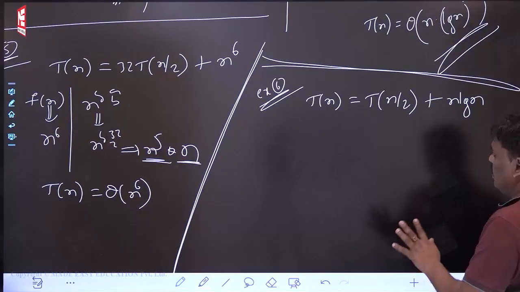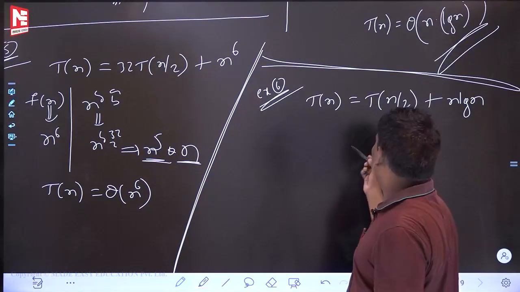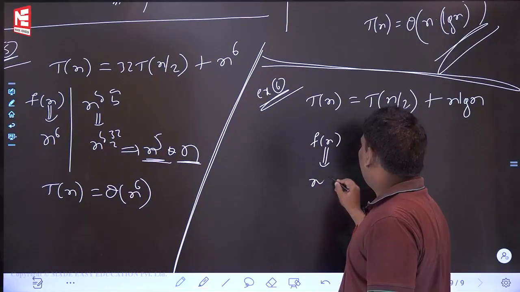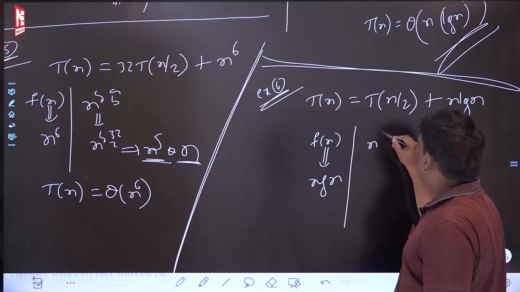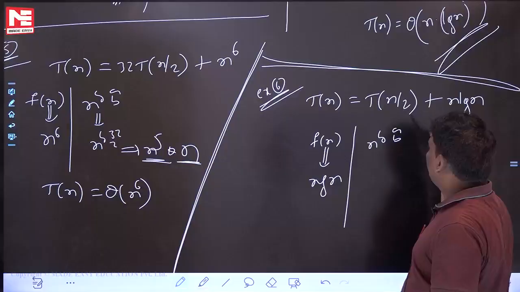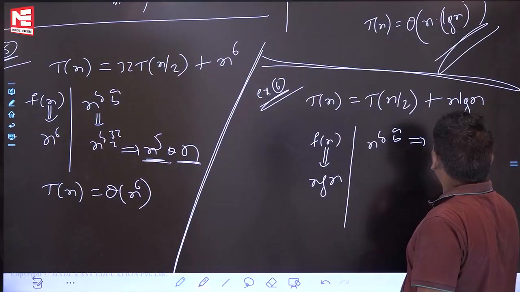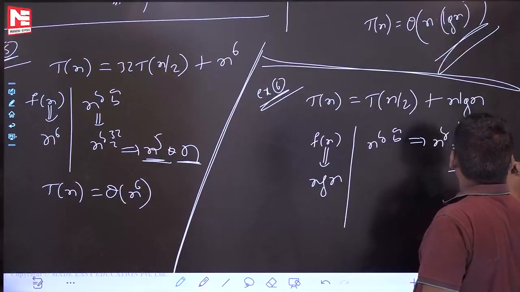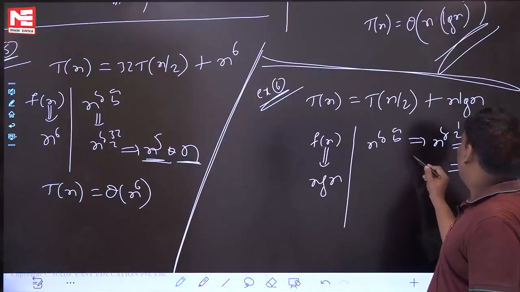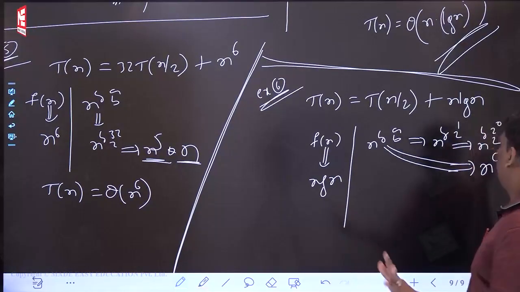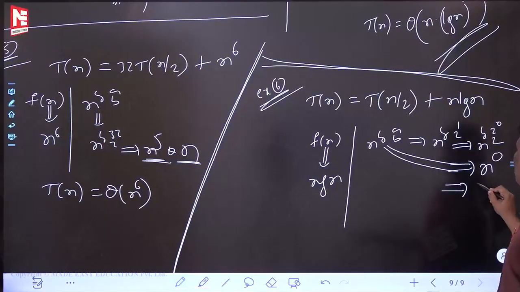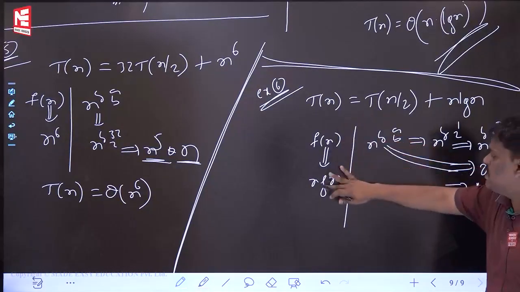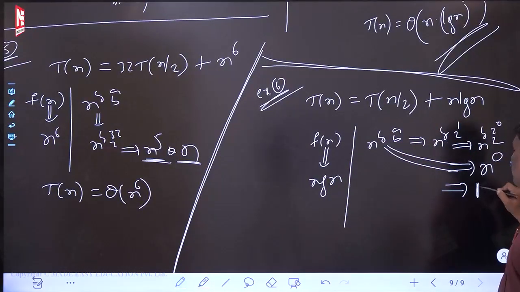Listen everyone. What is f(n)? f(n) is n log n. What is n power log a base b? Here a is 1, b is 2. So n power log 1 base 2, which is n power 0. What is the meaning of n power 0? It is 1, a constant. Now, your goal is the right side. f(n) is n log n, and n power log a base b is 1.